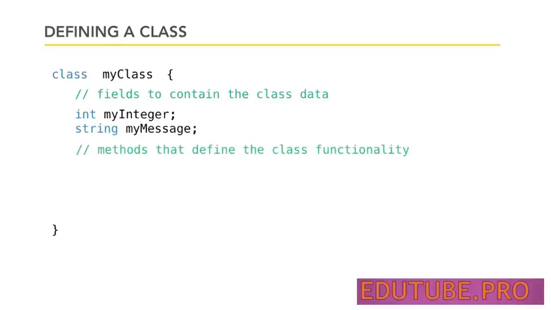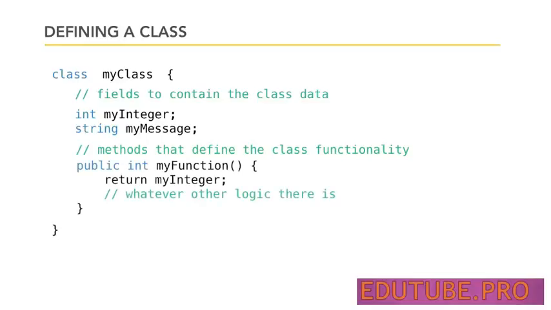Then I'm going to define a method. And here I've defined a function called myFunction, or method, whatever word you want to use, and it returns an integer. In this case, it returns the myInteger field. So when the code that uses this class calls myFunction, it will simply return the value of myInteger. For the moment, don't pay too much attention to that word public that's in front of the word int. We're going to get into what that means a little bit later in this section. For now, just assume that the word public means we have to put it there so that the rest of the world can see this function. This is pretty much a complete class definition.